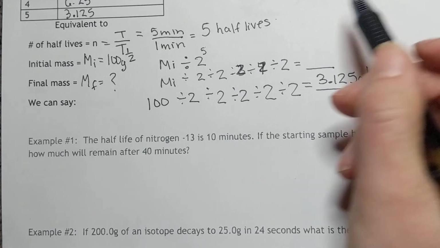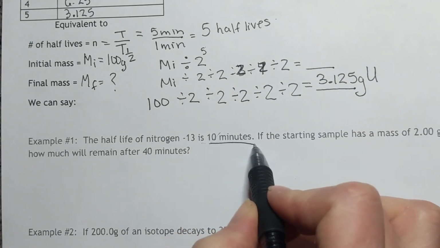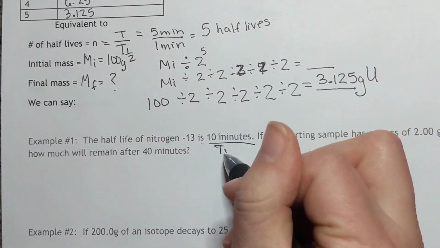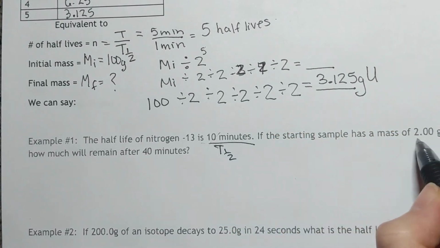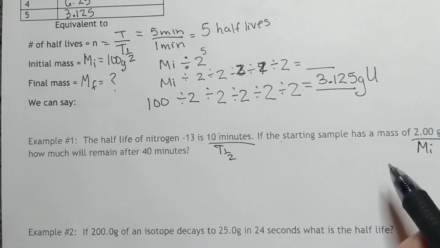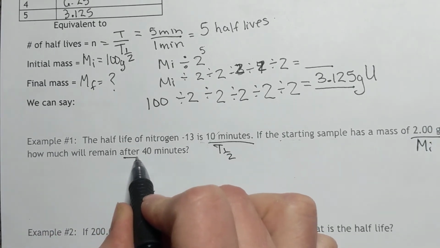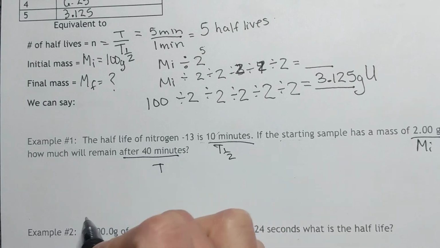The half-life of nitrogen-13 is 10 minutes. So that's my half-life time, T of 1/2. If the starting sample has a mass of 2 grams, so that's my initial mass, how much will remain after 40 minutes? So that's my total time.